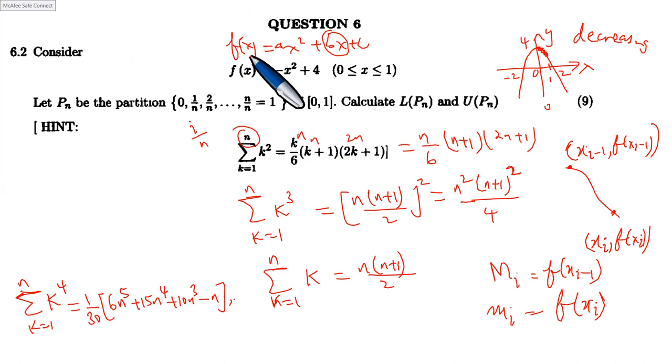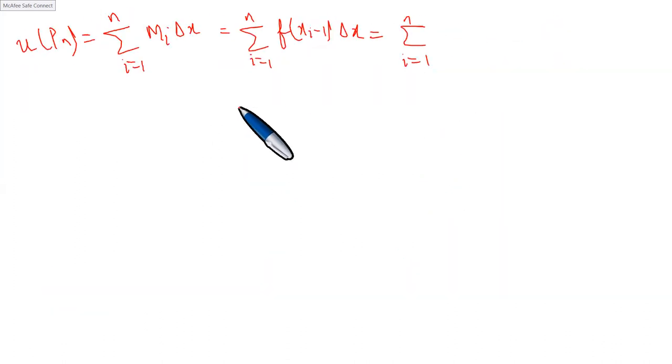So we have this. i minus one is going to be the same as one of these. So it's going to be i minus one over n, squared, minus, plus four. That is the function here.